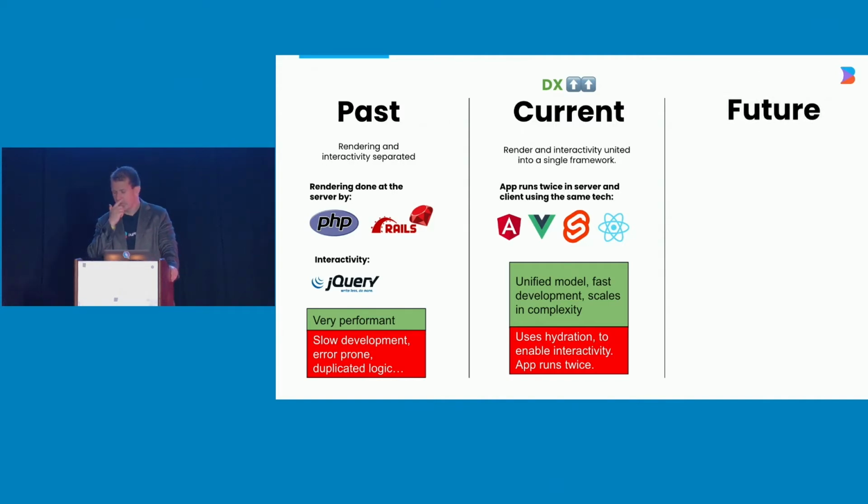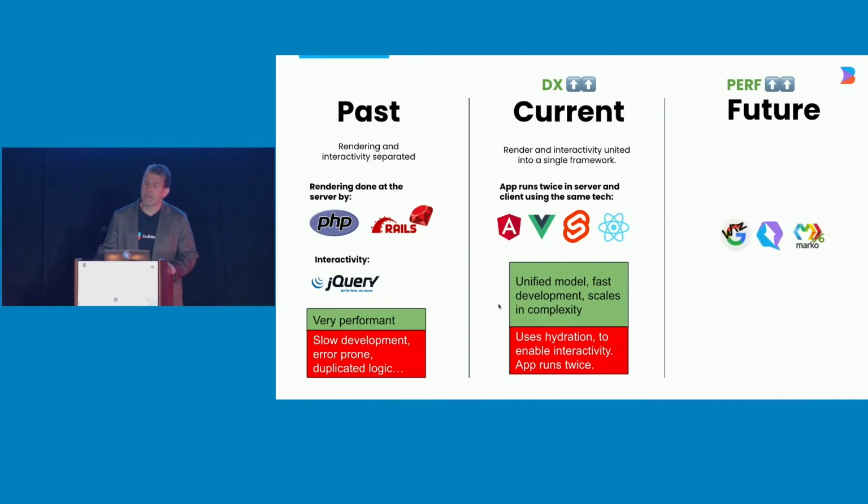So where are we going in the future? Well, I think in the future, people are catching up to the fact that we need performance, right? But we don't need performance at the expense of DX. We want both. We want a really good DX, and we want performance. In other words, we want the performance of server-side rendered HTML, but we want the developer experience of the current component model systems that we have. And so there are few frameworks in this category.